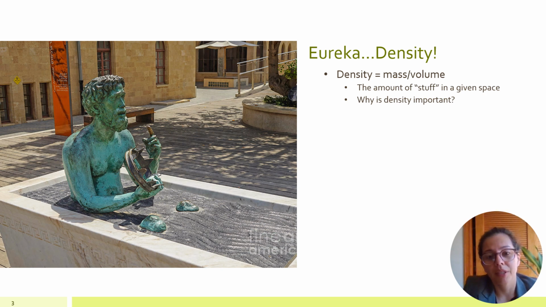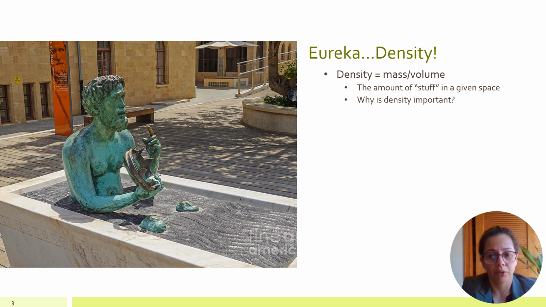Now the breakthrough was that the volume of water that he displaced in his bathtub was equal in volume to him. And that is what is depicted in the image to the left. This is in fact a statue that's on display in a museum in Israel. It commemorates Archimedes' discovery of the volume displacement method.